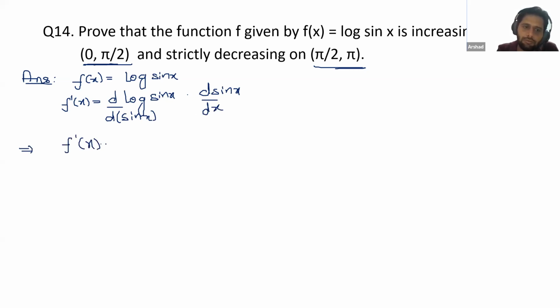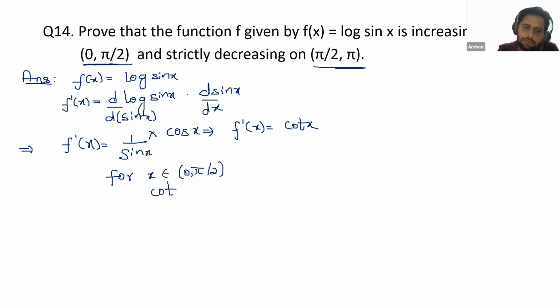Here f dash x is equal to what we will get: 1 by sin x into the derivative of sin, which is cos x. So here we get f dash x is equal to cos by sin, which is cot x. So this is the derivative. Now we will check for the interval. What is the interval? 0 to pi by 2. Okay, for x belongs to 0 to pi by 2.